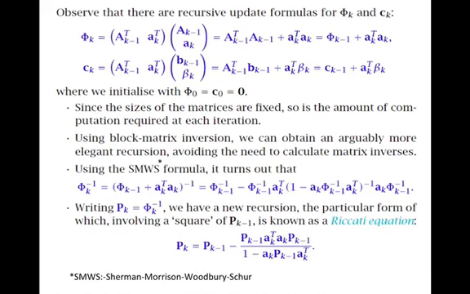Writing pk equal to phi k inverse, we have a new recursion, the particular form of which, involving a square of pk minus 1, is known as the Riccati equation. That is pk equal to pk minus 1 minus pk minus 1 ak bar T ak pk minus 1, whole divided by 1 minus ak pk minus 1 into ak bar T.